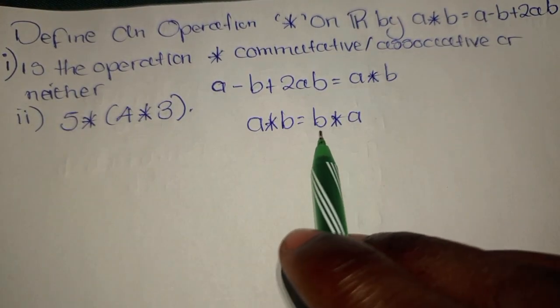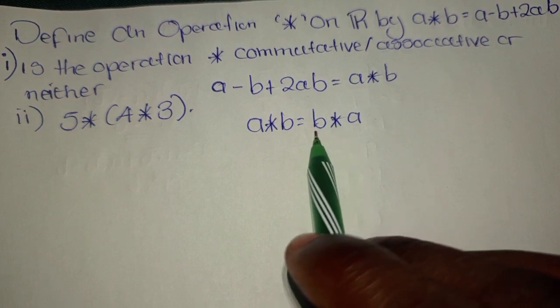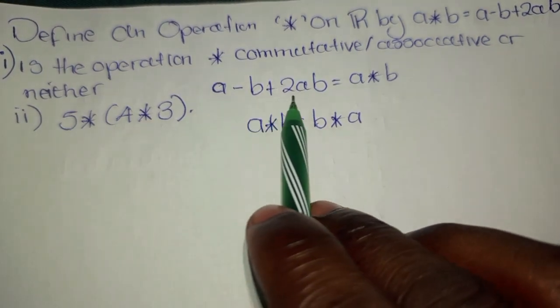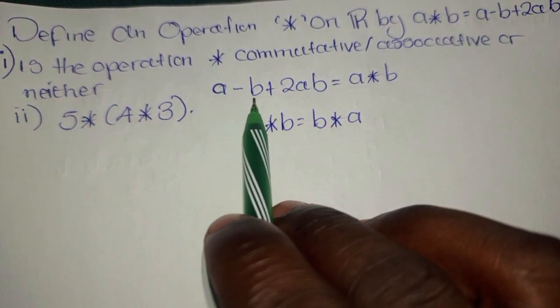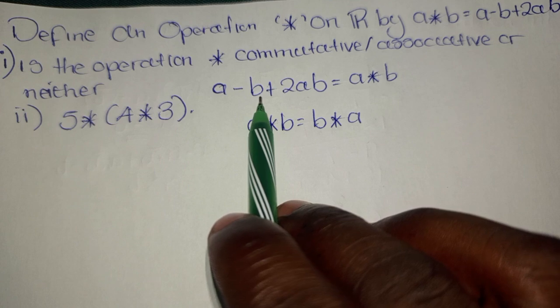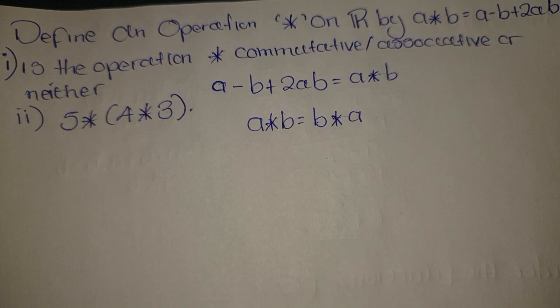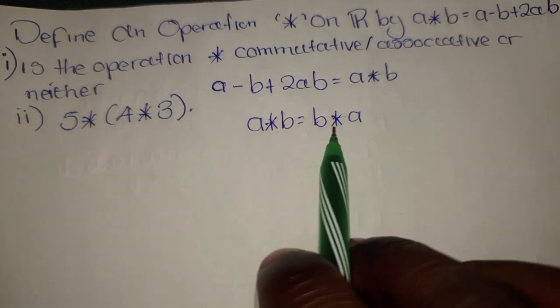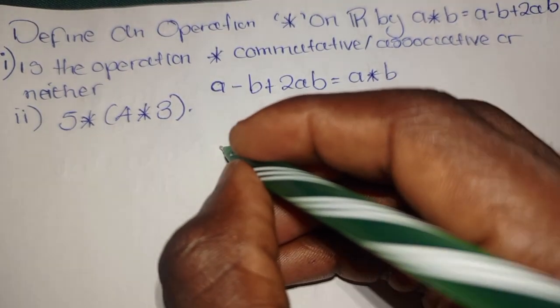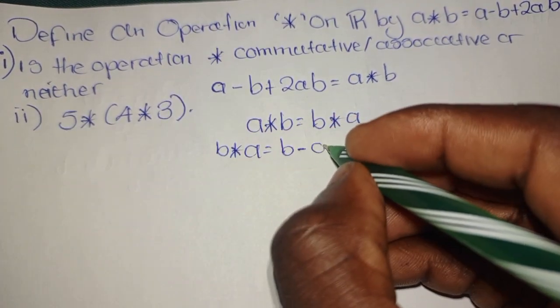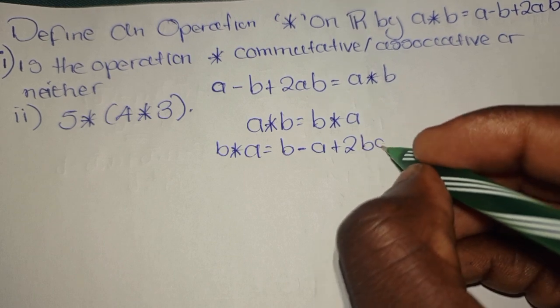Now for you to find b star a, meaning b has come first and a second, anywhere in this expression where there was a, you will put b, and where there was b, you will put a. Do not by any chance move a number or a sign. You are only allowed to shift the variables. So b star a will be equal to b minus a plus 2ba.